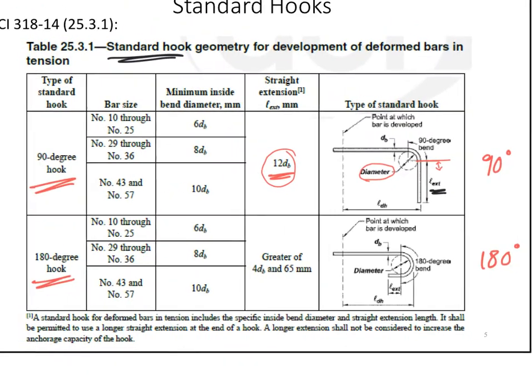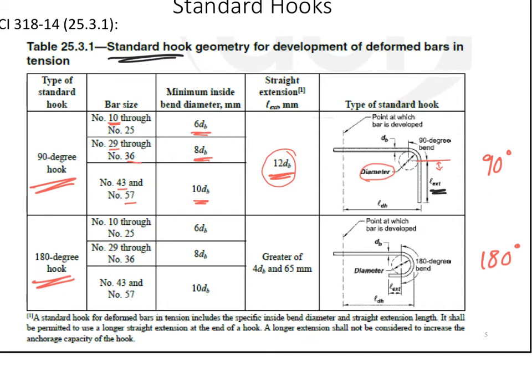They said this depends really on the bar size. My bar size 10 to 25, 6 dB. My bar size 29 to 36, 8 dB. And then 43 to 57, 10 dB. So you really have to conform to this, which is the object that you bend around. Right? You don't bend on anything.